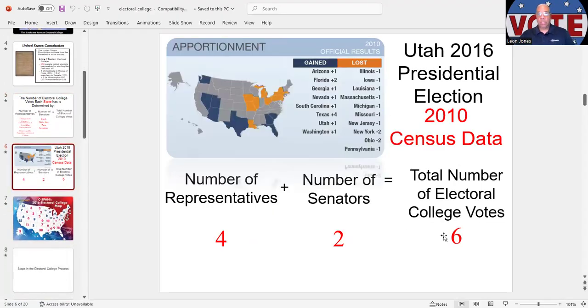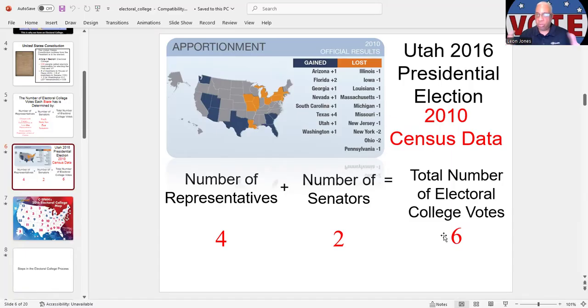Now, until 2016, well, Utah 2016, presidential election, 2010 census data. So, want an example of how this works? This is Utah right here. Utah 2016 presidential election. Now, you think about it. The 2024 election was represented by the 2020 census data. The 2016 election was based on the 2010 census data.